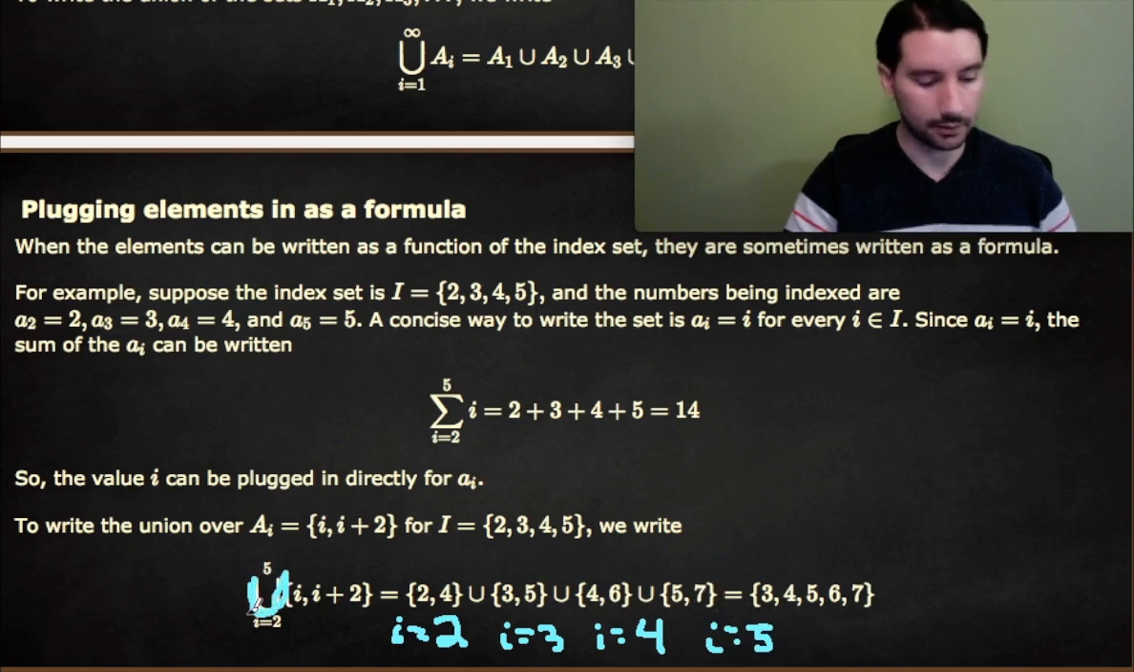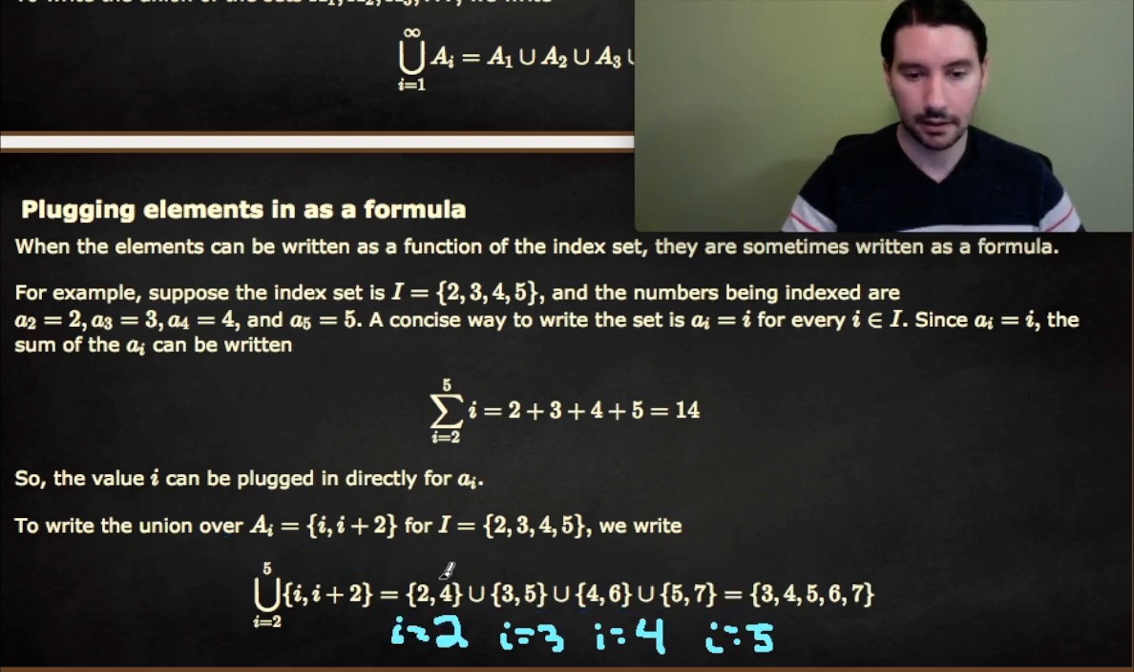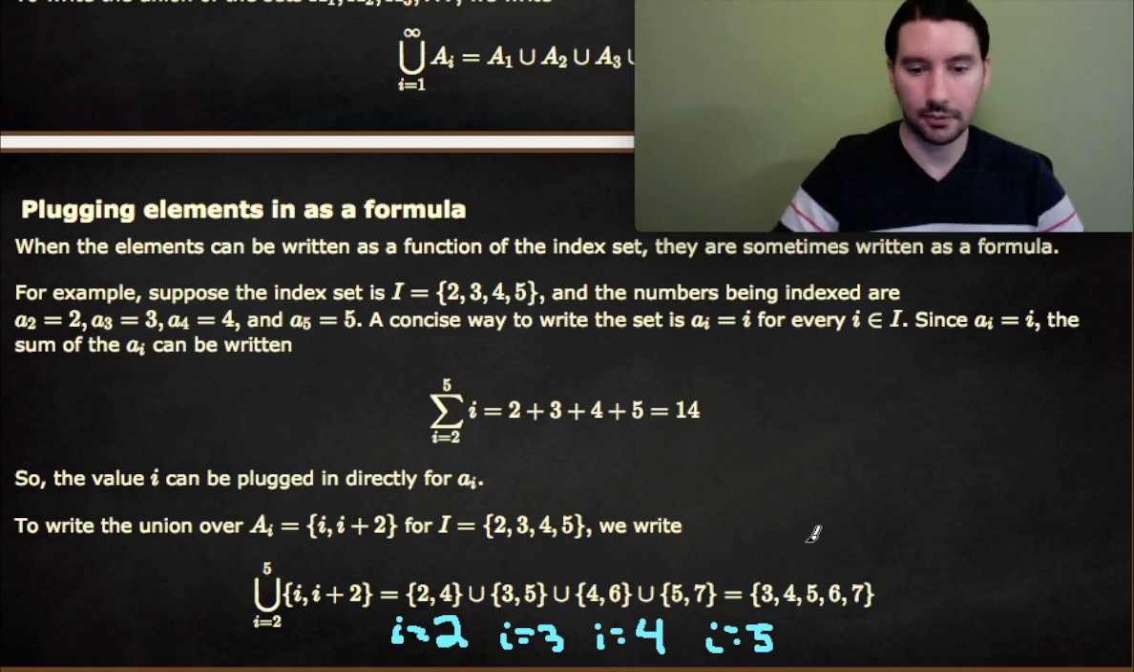Notice this is the large union symbol, so we put small union operations between each of those sets. This symbol here on the left just means take the union of these four sets. Then {2, 4} union {3, 5} union {4, 6} union {5, 7} is just {3, 4, 5, 6, 7}. So if you can get it written out that way, then you can do the operation as usual.